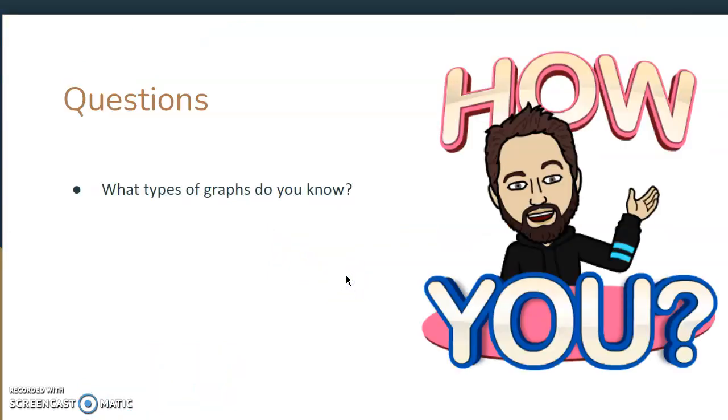So there's lots of different types of graphs. I just wanted to get our brains to start thinking about what we already know. How can we take what we're about to learn and apply it to what we already know? So I just want you guys to ask yourself, what types of graphs do you already know, or do you think of when you think of the word graph? So the ones I can think of are a line graph, a pie chart, a bar graph, and a scatter plot. So these are the ones we'll be talking about today.